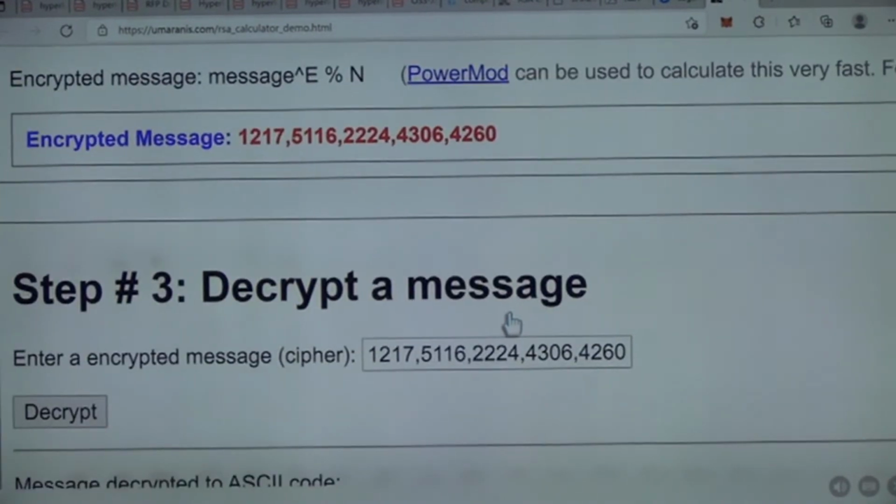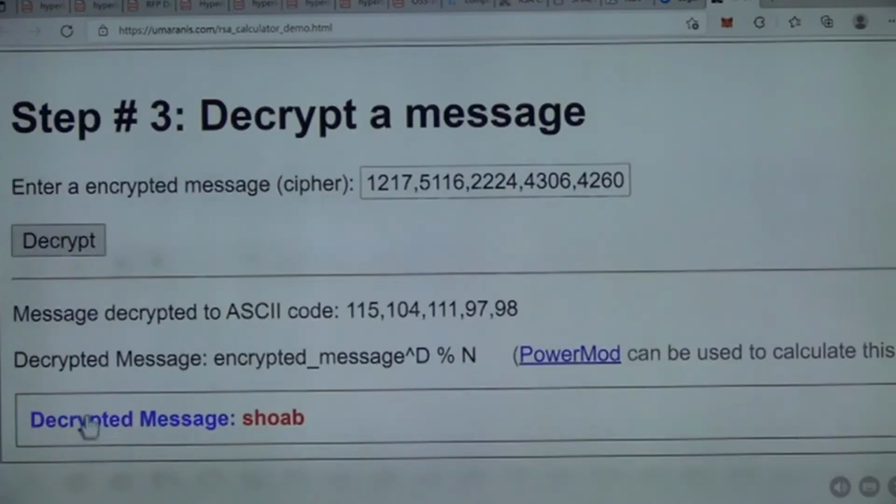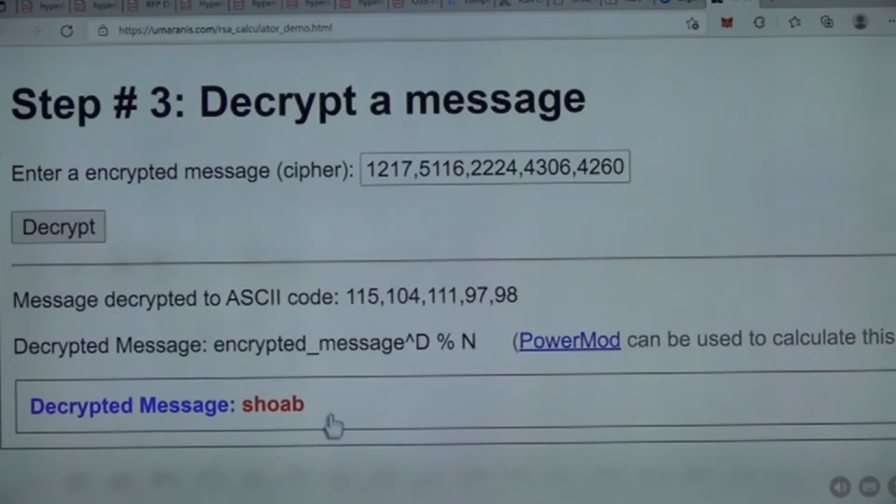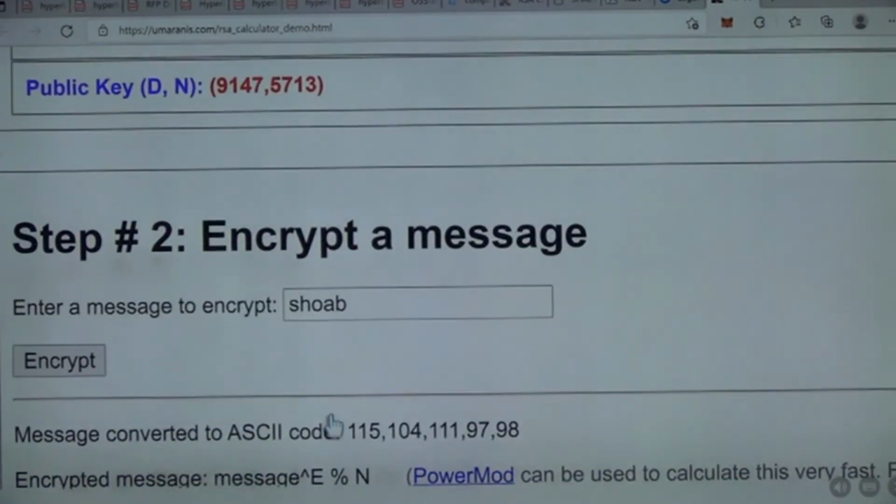So if it is encrypted, E is my public key. Now it will be decrypted with my private key. So I say decrypt, and it shows SHOAB. So this is the whole process of RSA, and in the background this is what is happening.